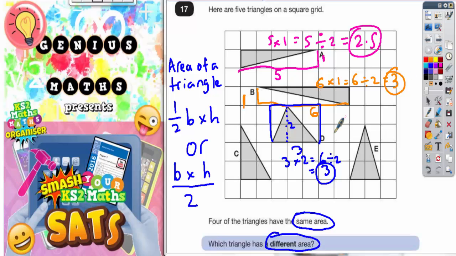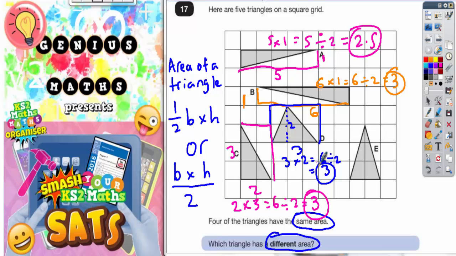Triangle C, well, turn that into a rectangle. There's the rectangle. The base is 2, the height is 3, so this one is going to be base times height, so 2 times 3, then divided by 2, because we need to halve it, because 2 times 3 will give you the 6, which will be the rectangle. So 2 times 3 is 6, divided by 2 gets us back to 3. So the area of triangle C is 3.